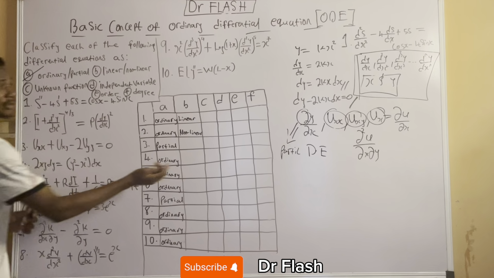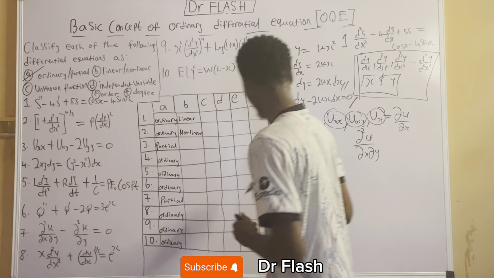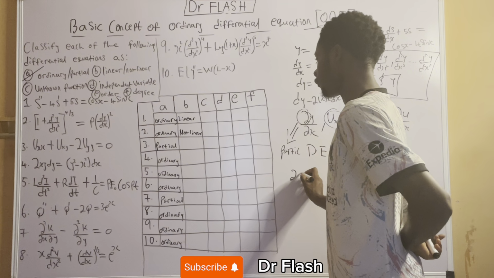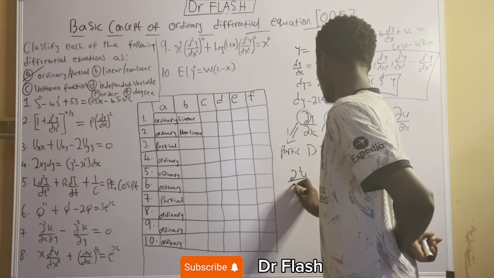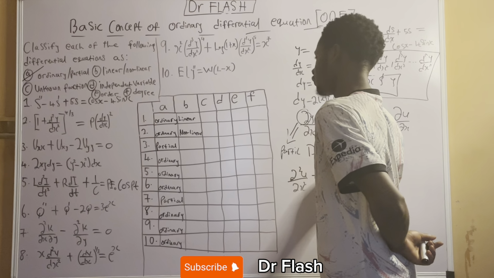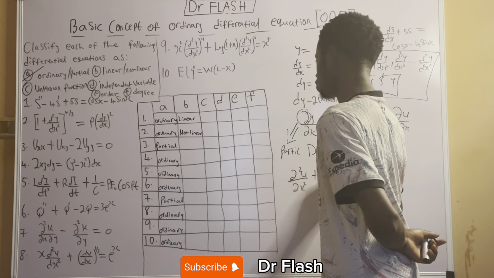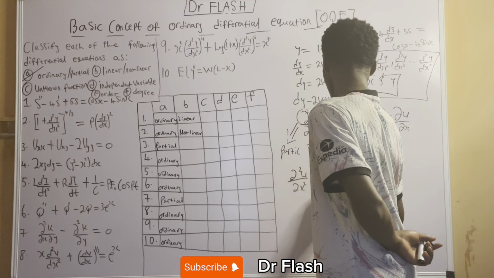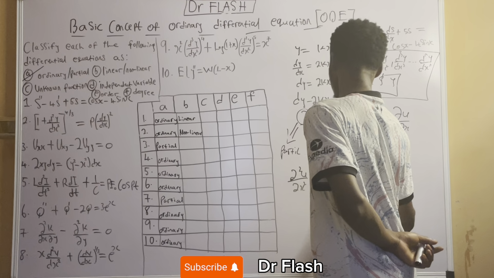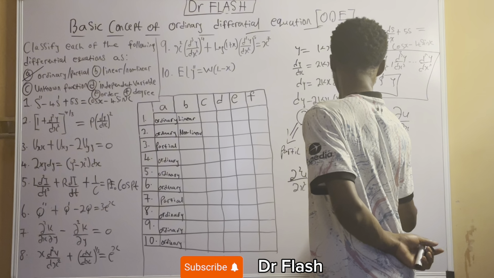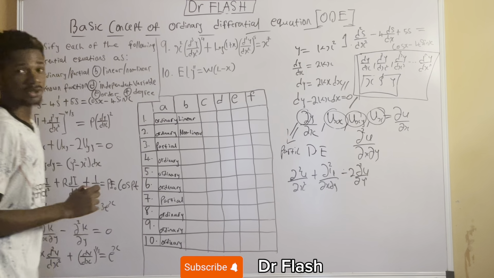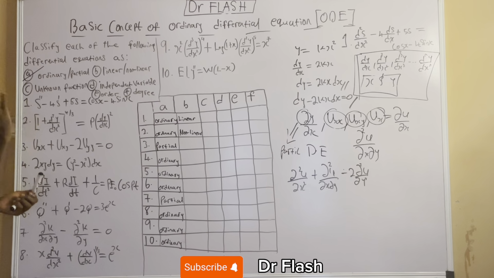Now when you expand it and write it in this format, which I'm going to bring out here, number 3 is the second partial derivative of u with respect to x, plus the second partial derivative of u with respect to x and then y, minus 2 times the second partial derivative of u with respect to y. That is what we're having there. So that is number 3 expanded or written in the correct form.